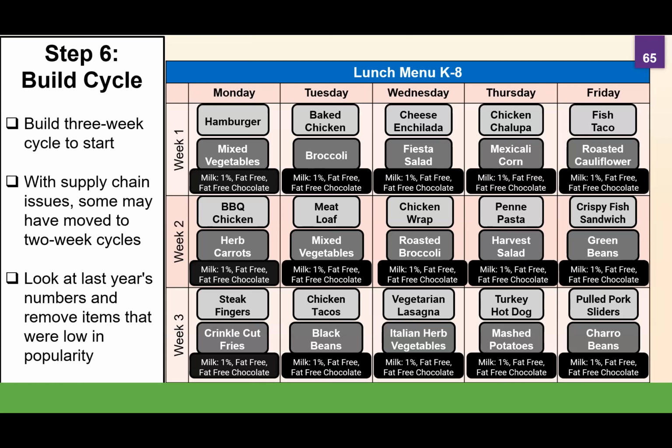Now, you'll have to remember that with supply chain issues, sometimes you might have to move items around. We've had to deal with that a lot the last few years, so we understand that happens. And you might look at last year's numbers and remove items that were low in popularity. Maybe they did not like the pulled pork slider. That didn't go over so well. But also think about, what was it paired with? If I had the pulled pork sliders with the walking tacos, more walking tacos went out than the pulled pork sliders, maybe I should pair it with something else. This is another good example of when we look at our past food production records.